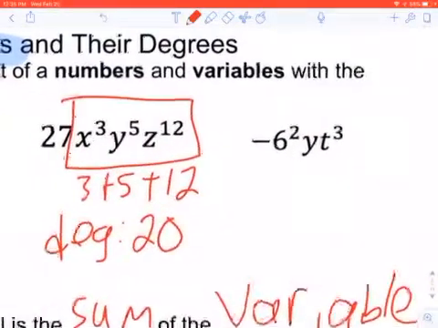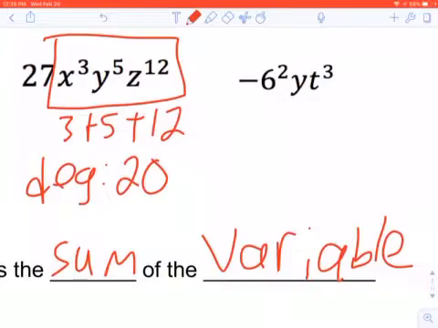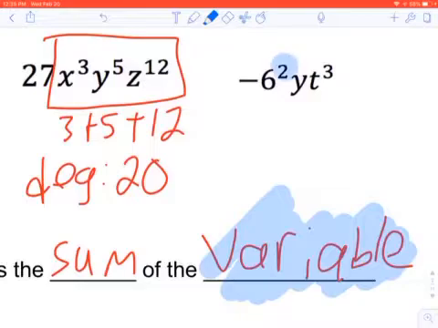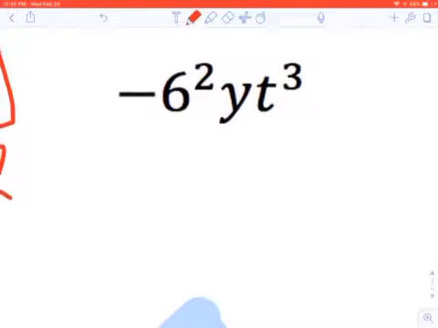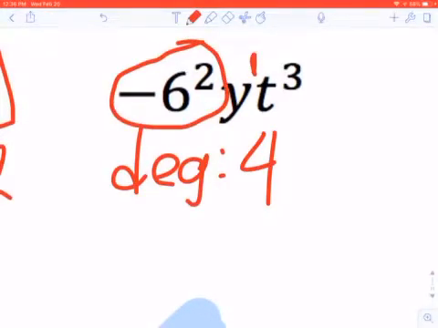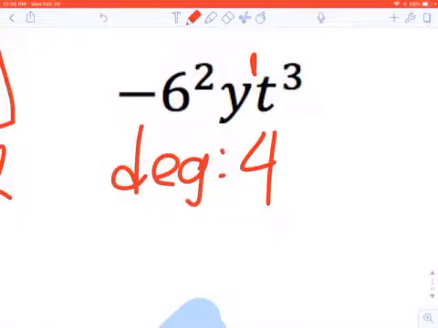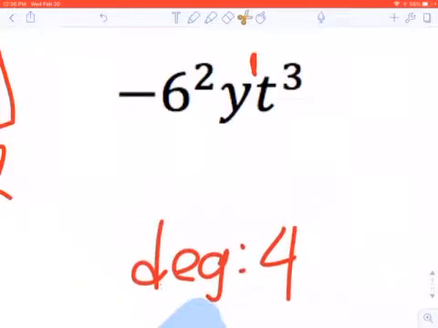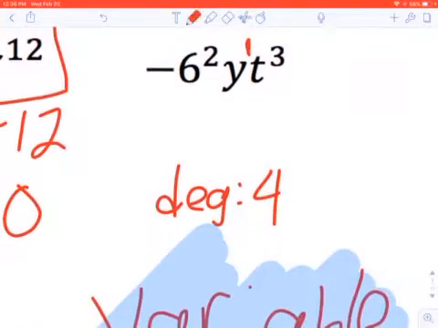And then here's where you could get tripped up. The key to this definition is that we're only adding up the variable exponents, and this power of 2 is applying to the number -6, not to the variable. So the degree of this thing is simply y to the 1st and t to the 3rd. So this is degree 4, not degree 6. You do not include that 2 because that is assigned to a number, not to a variable. Also, we could simplify this. We know 6 to the 2nd power is 36.